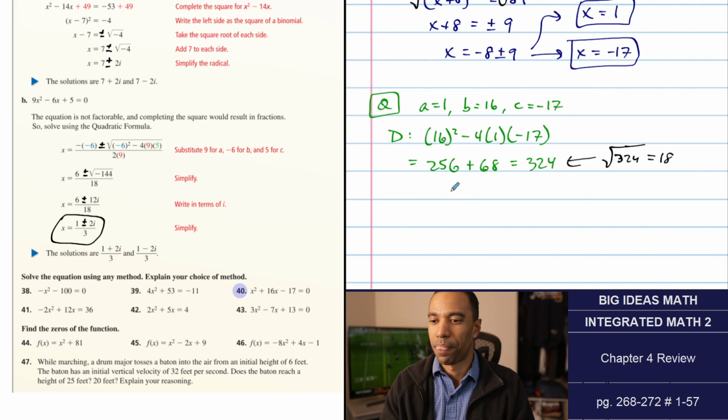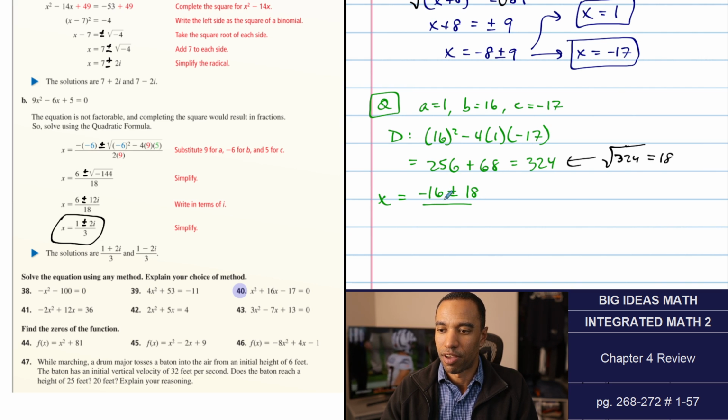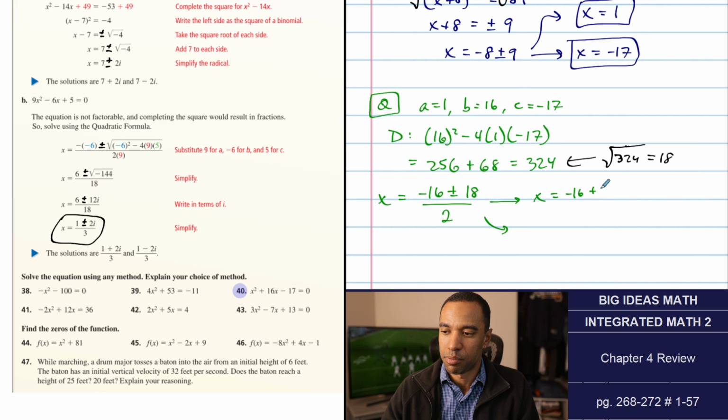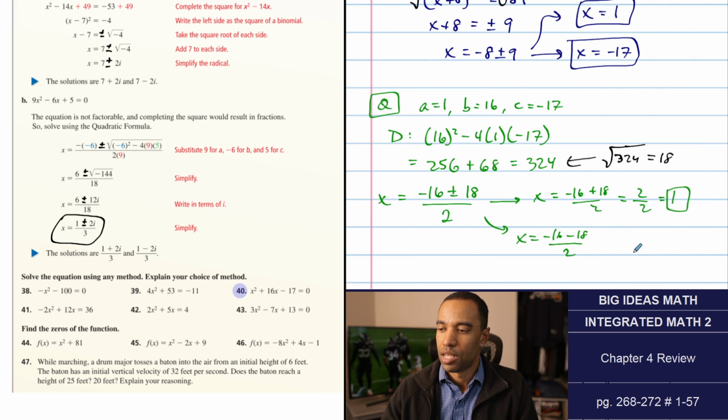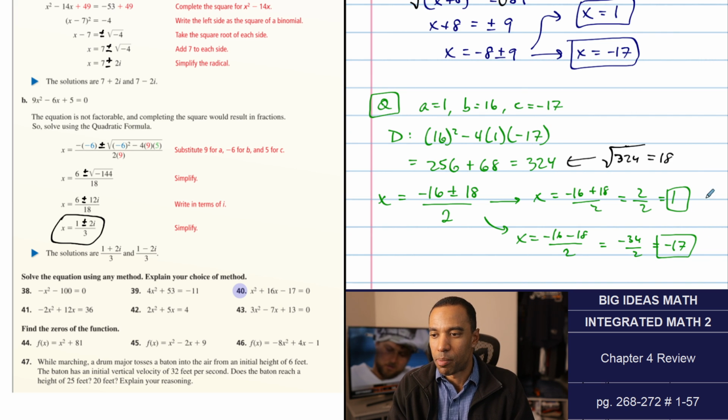All right. Okay. See why I don't want to use the quadratic formula? x equals negative b plus or minus the square root of b squared minus 4ac, all divided by 2a, 2 times 1. So either x equals negative 16 plus 18 over 2, or x equals negative 16 minus 18 over 2. Negative 16 plus 18 is 2. 2 over 2 is 1. Negative 16 minus 18 is negative 34. Negative 34 over 2 is negative 17. So, same answers no matter which one you use.